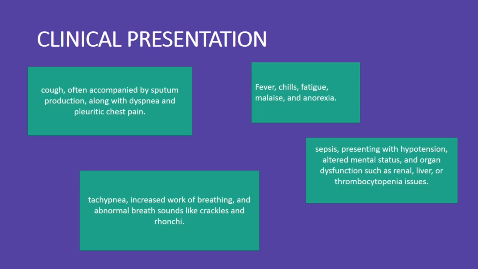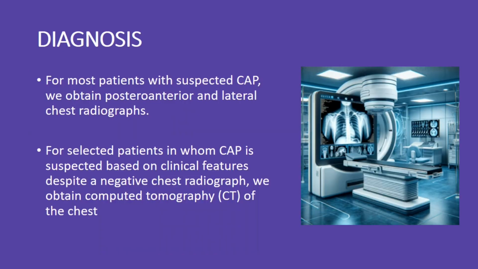Pneumonia can present with a variety of symptoms. Common symptoms of pneumonia include cough, fever, chills, fatigue, malaise, and loss of appetite. Patients may experience sudden onset of these symptoms, often feeling unwell and run down. In severe cases, pneumonia can lead to sepsis, a life-threatening condition characterized by hypotension, altered mental status, and organ dysfunction such as kidney, liver, or low platelet count issues. Respiratory signs are also prevalent. Patients may exhibit tachypnea, increased work of breathing, and abnormal breath sounds like crackles and rhonchi when a stethoscope is placed on the chest.